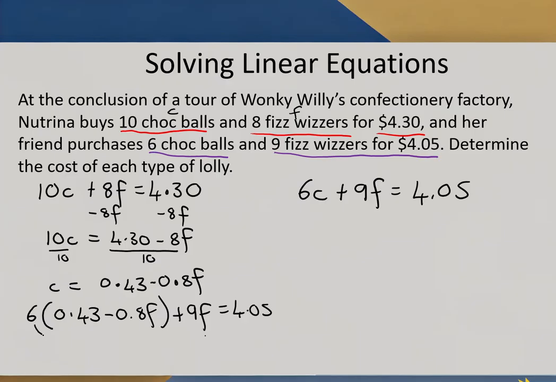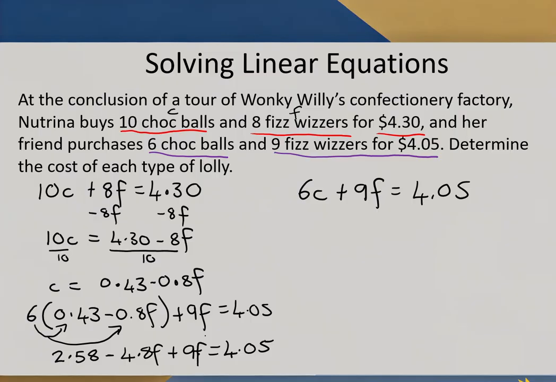That means I'm going 6 times 0.43 and 6 times negative 0.8. So 0.43 times 6 is 2.58. 6 times 0.8 is 4.8. It'll be a negative, so negative 4.8F plus 9F equals 4.05. Now we just need to simplify.